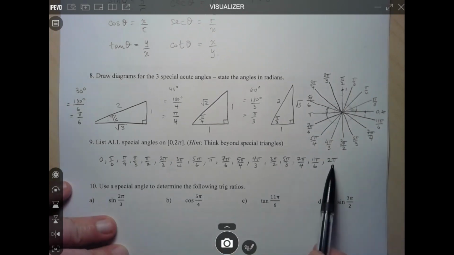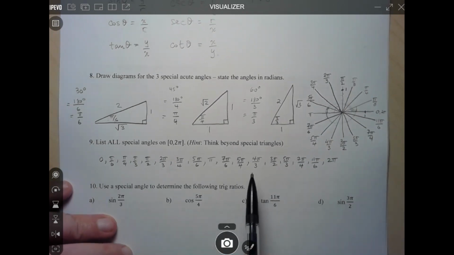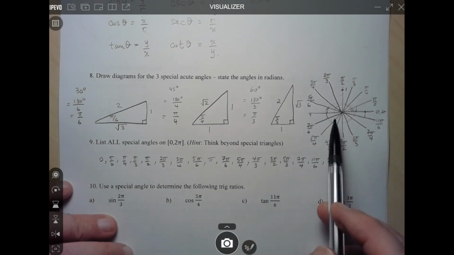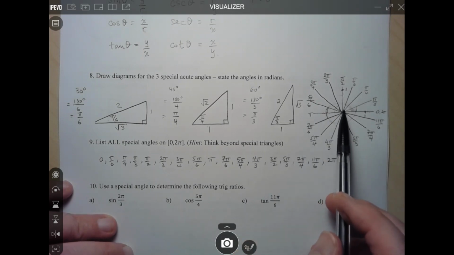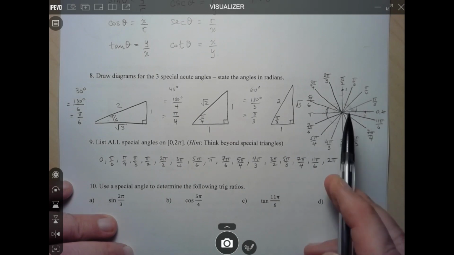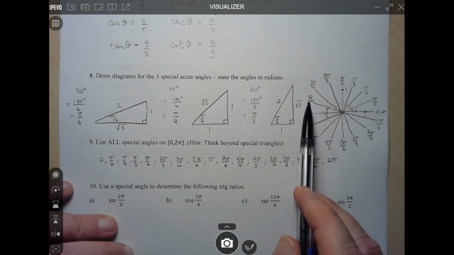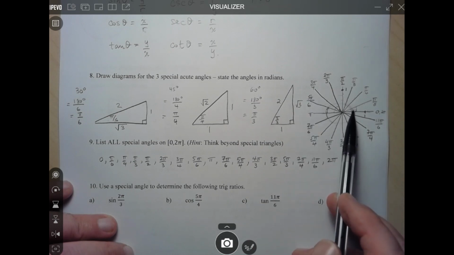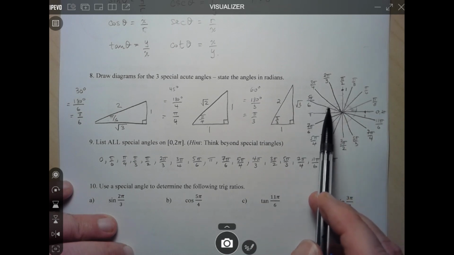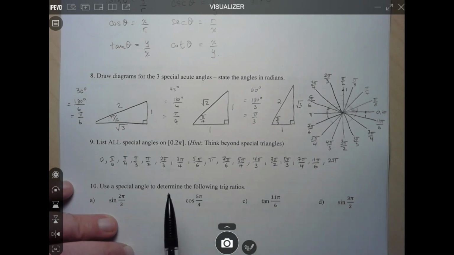Okay, so should you be memorizing this diagram? Should you be memorizing all these angles? I would say certainly not. What you want to get used to is being able to generate these angles by using your knowledge of fractions. So here, when you want to try to remember what angle this is, you do 6 pi over 6 minus pi over 6, 5 pi over 6.